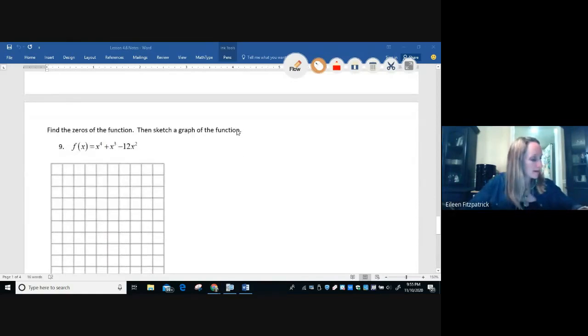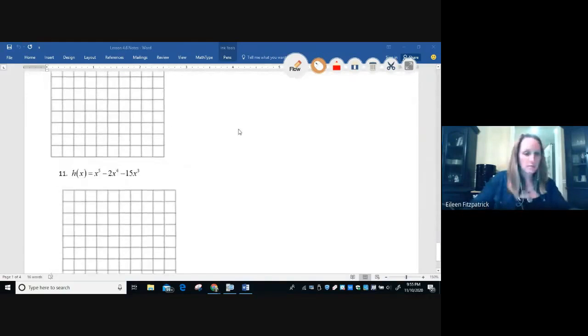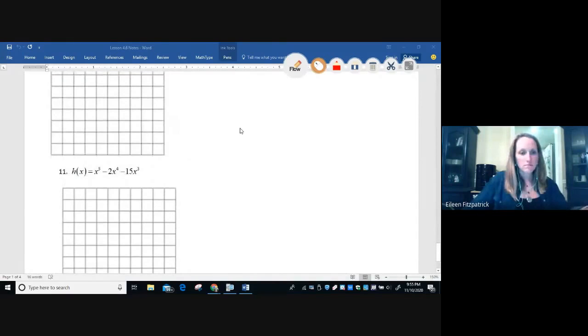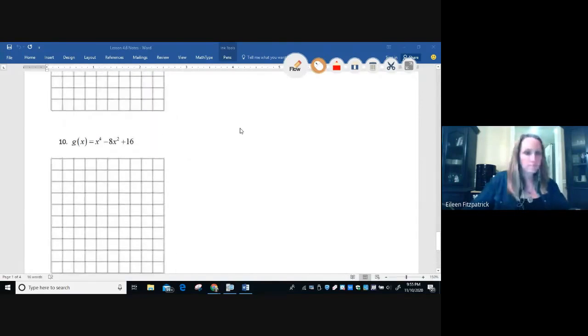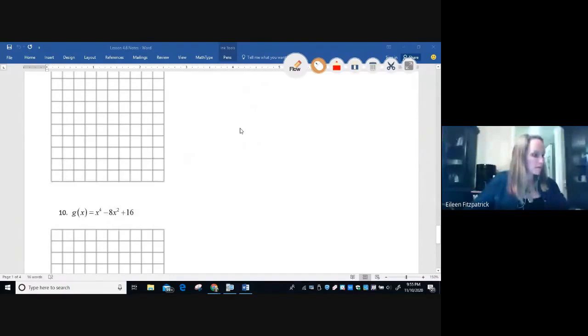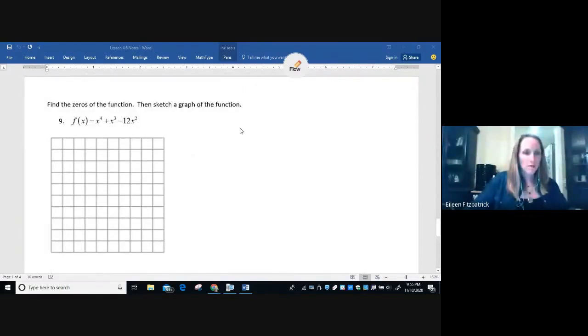Okay, next. Let me see. Find the zeros of the function, sketch the graph of the function. All right, I'm just going to do one of these because these are actually review problems. I didn't mean to put them in the notes. I'm just going to do one of them and then we'll be done.